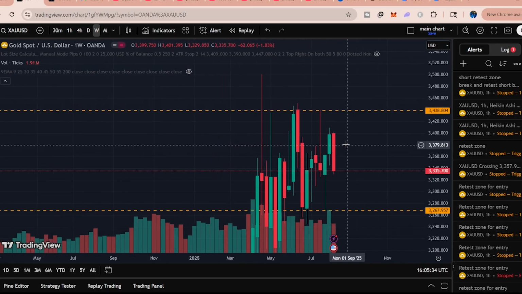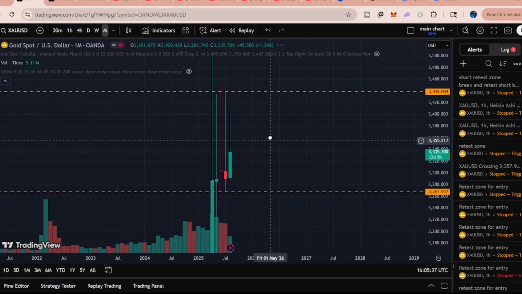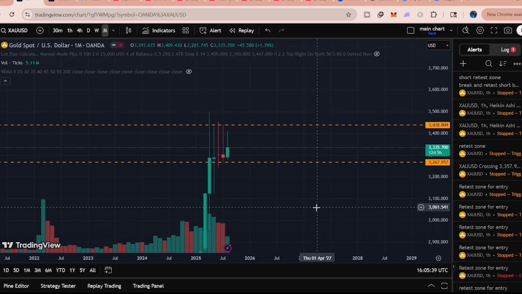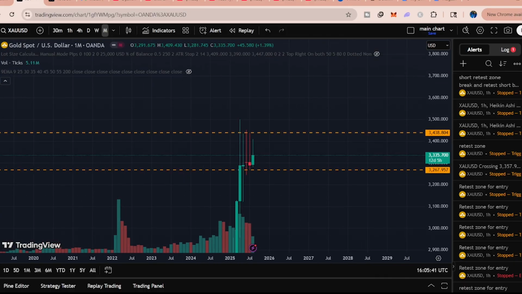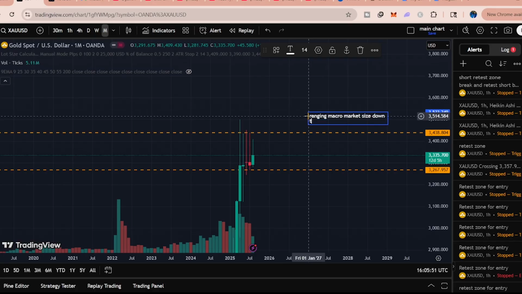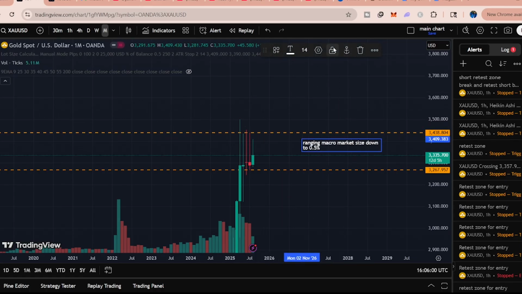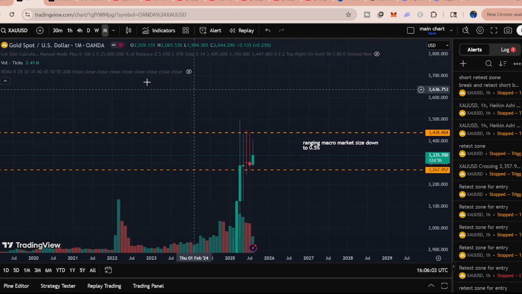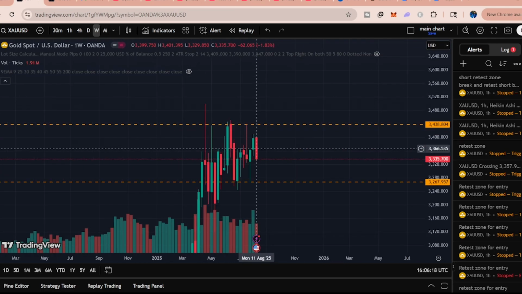And I drop down. And then also, we're ranging on the monthly, so I like to write down on the sides: ranging, macro market, size down to 0.5%, right? Just little notes, because I swing trade. I don't intraday trade, I swing trade. So, you know, I'm not always looking at the chart. So this is the week of the 11th.